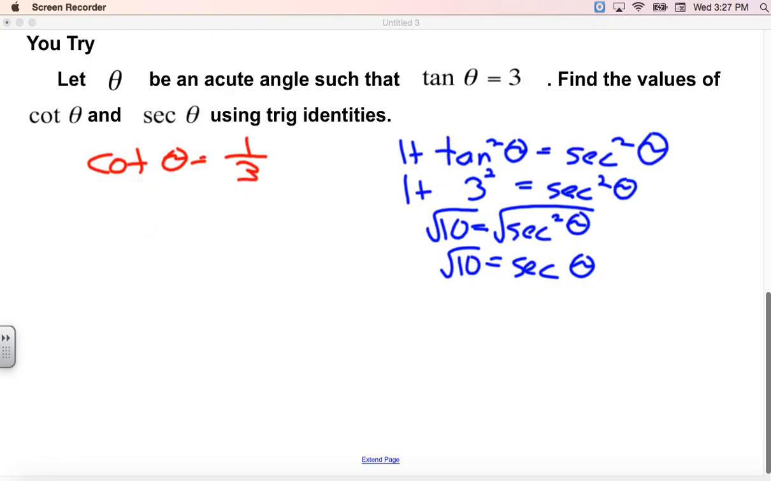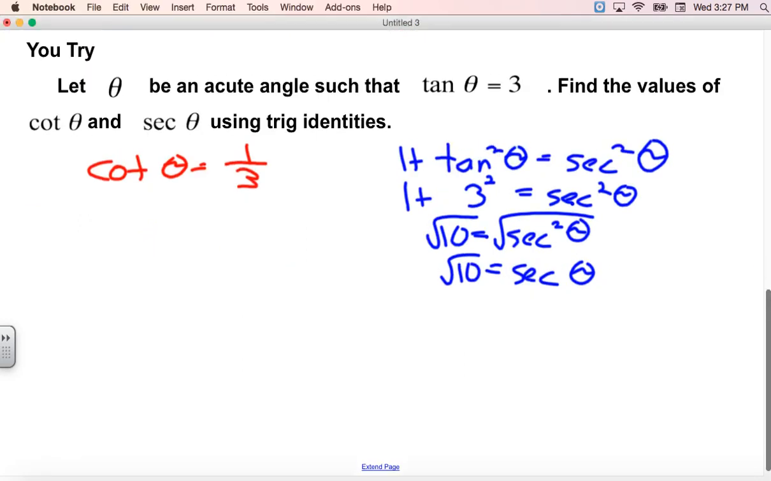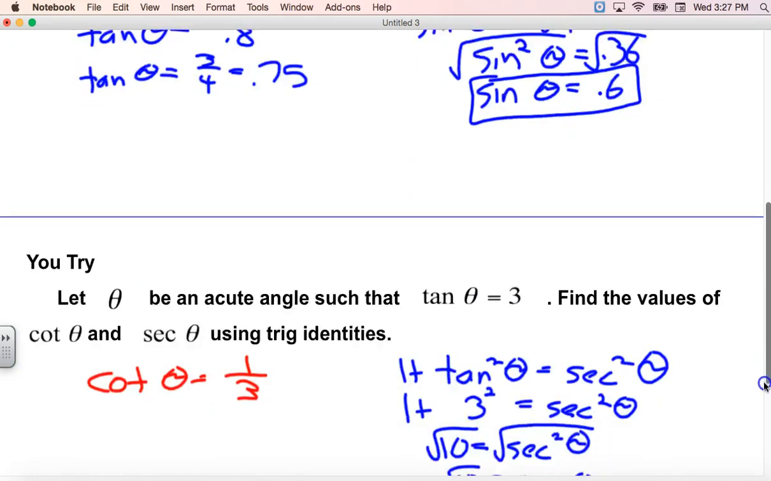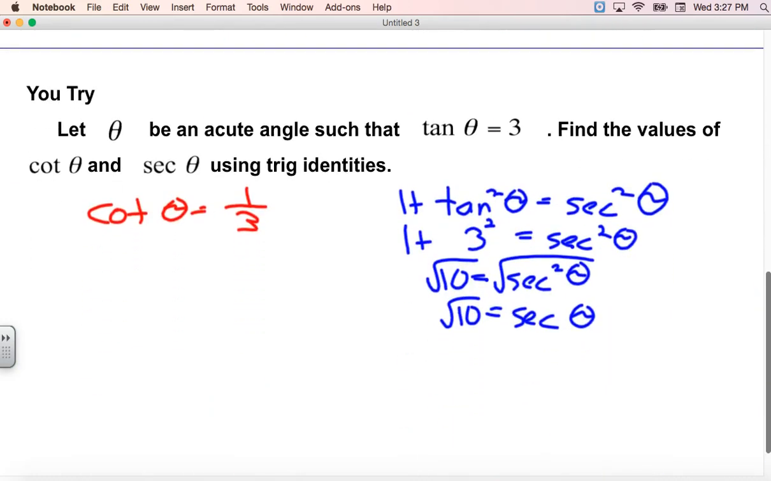We know tangent of theta is 3. We want to find the cotangent and the secant. Well, we can find the cotangent really easy because tangent and cotangent are one of the reciprocal identities. So go right here, cotangent is just 1 divided by whatever the tangent is. So we know the tangent's 3, and cotangent's 1 divided by 3.